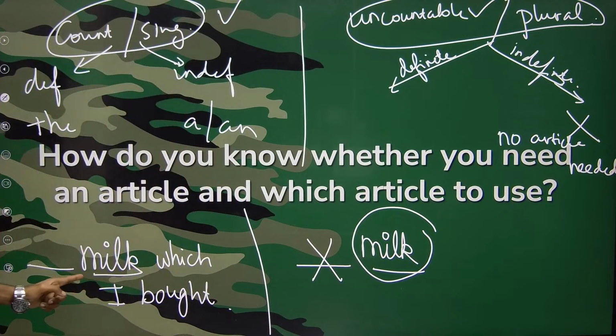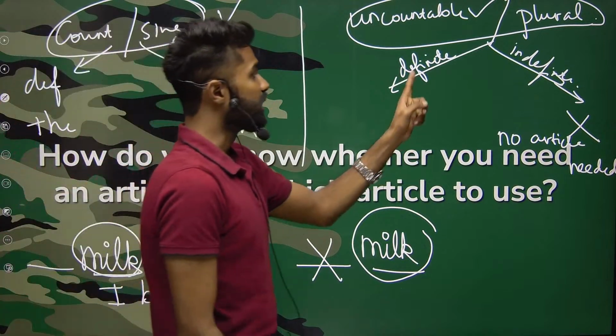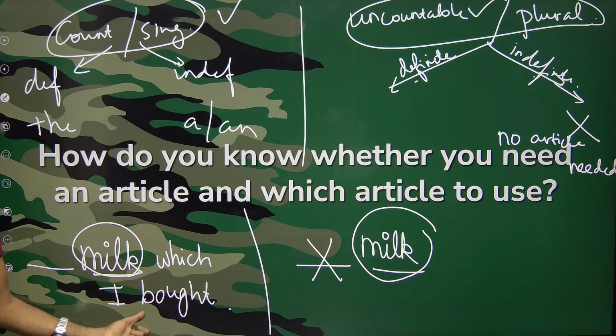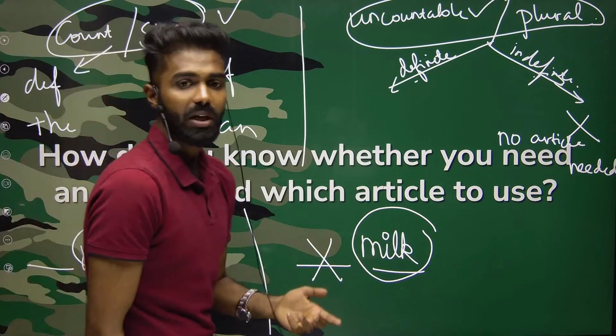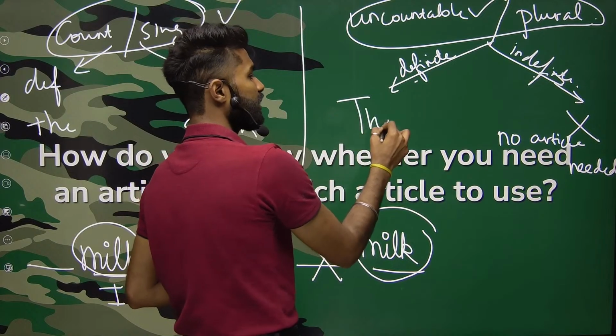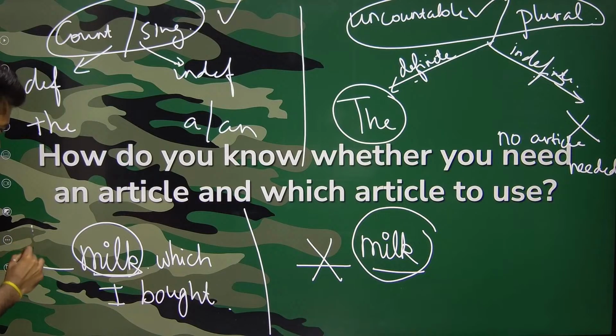But here, the same milk, uncountable. Now I'll ask the second question: is it definite or indefinite? See, the milk which I bought. So I have some detail about this milk. I know something about it, so it is definite. If it is definite, then I have to choose the. So here I'll be using the milk which I bought. All right, that's it.